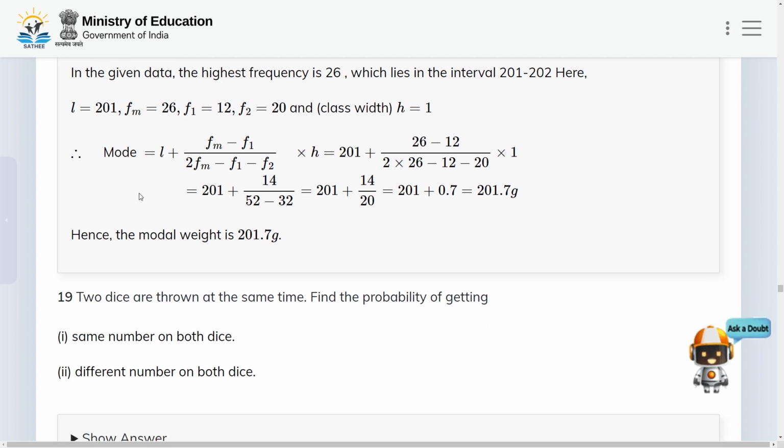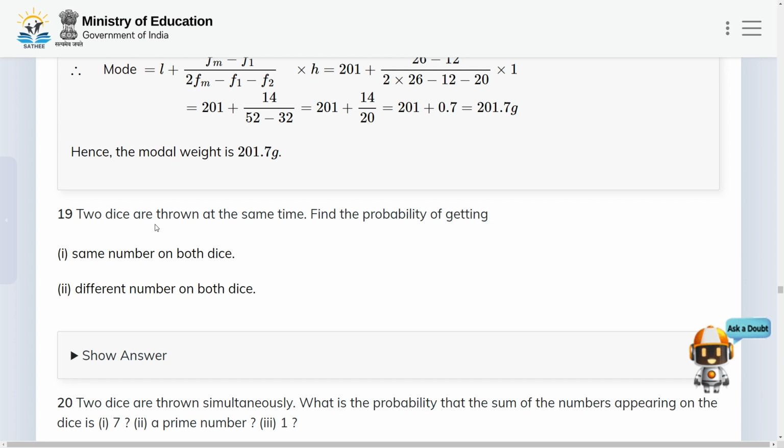And we know the formula for mode, that is mode is equal to L plus (fm minus f1) divided by (2fm minus f1 minus f2) times h. Now if we substitute the values, L is equal to 201, fm is equal to 26, f1 is equal to 12, f2 is equal to 20, and h is equal to 1, then we get 201 plus (26 minus 12) divided by (2 into 26 minus 12 minus 20) into 1, and this is equal to 201 plus 14 by (52 minus 32), and this is equal to 201 plus 14 by 20, and this is equal to 201 plus 0.7, and this is equal to 201.7 gram. Hence the modal weight is 201.7 gram.